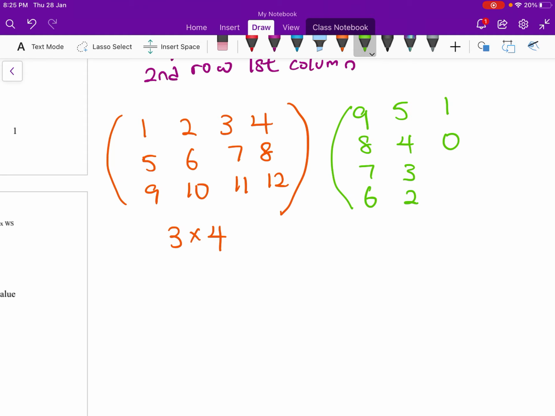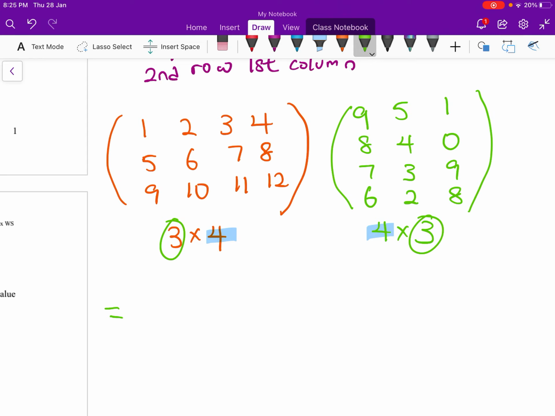4 by 3, 0, 9, 8. Okay, so this is a 4 by 3. Okay, so we are able to multiply because here is 4, here is also 4. Alright, so our resulting matrix will be 3 by 3. Okay, so how do we multiply such a complicated matrix?